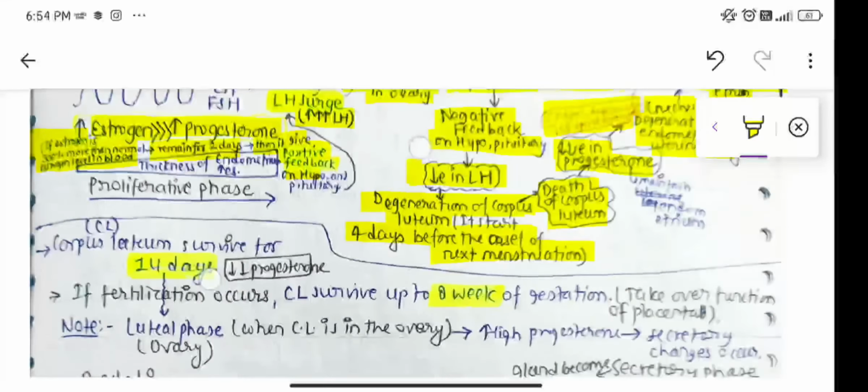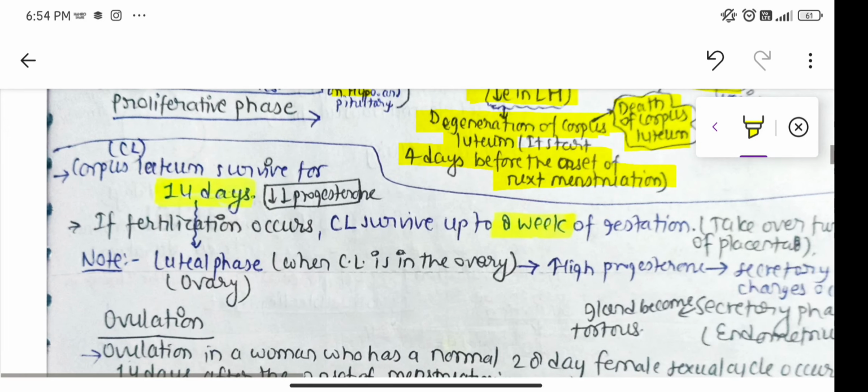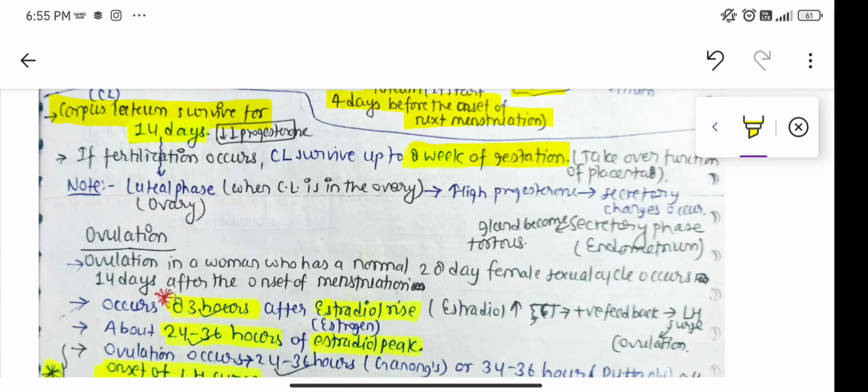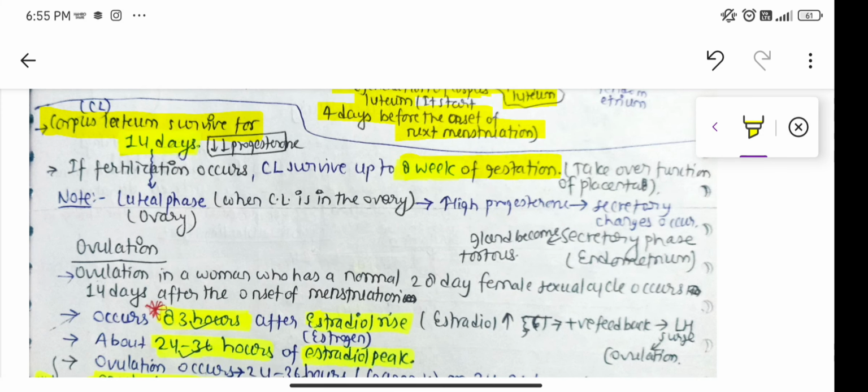Now the important point to understand is the lifespan of the corpus luteum. The corpus luteum usually survives for 14 days. If fertilization occurs, then the corpus luteum will survive up to 8 weeks of gestation. After the 8th week of gestation, there will be proper development of the placenta, and the placenta will take over the function of the corpus luteum. So there is no need for the corpus luteum, and it will start to degenerate.